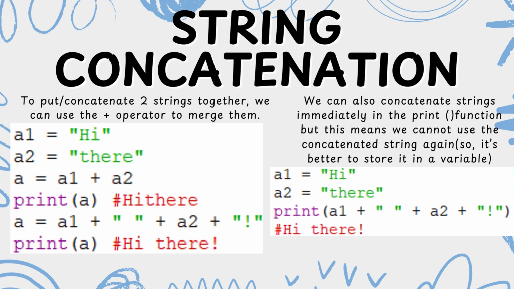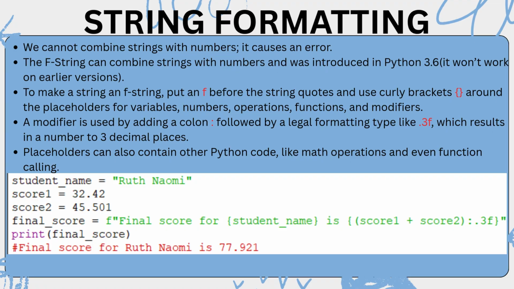So basically the plus operator merges strings together. Now, as we said before, we cannot combine strings with numbers. It causes an error. The F string can actually combine strings with numbers in an interesting way. It was introduced in Python 3.6, so it won't work in earlier versions. To make a string an F string, you put an F before the string quotes, and you use curly brackets around the placeholders for variables, numbers, operations, functions, and modifiers. You'll understand what I mean in a bit.